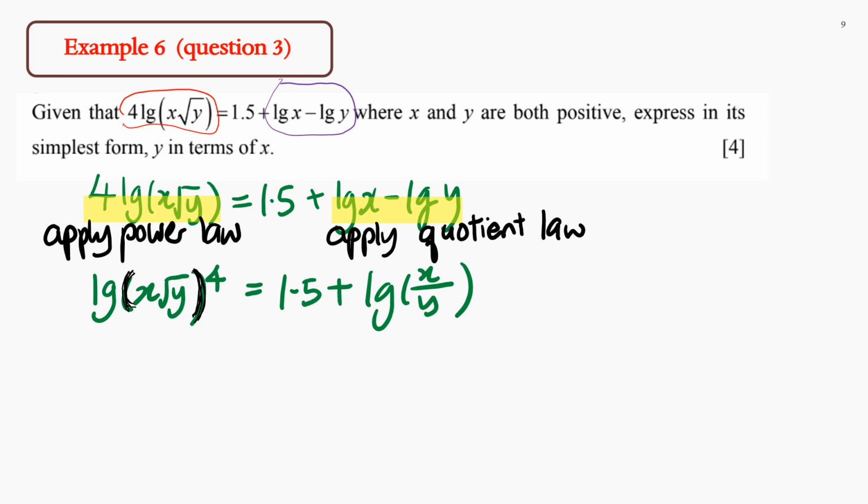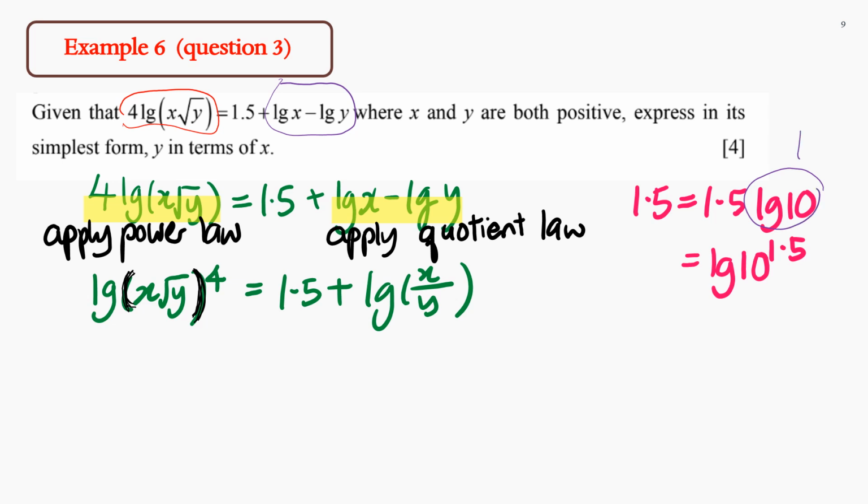Okay, so what's the next step? Yes, remember the special skill that we learned in the earlier slide. We need to write 1.5 as 1.5 times log 10, because lg is base 10, so lg 10 is 1. Basically this is equal to 1. So it's just 1.5 times 1. Then you apply the power law. I will explain why I want to change it to lg, but I think you know the reason, so that I can apply the product law.